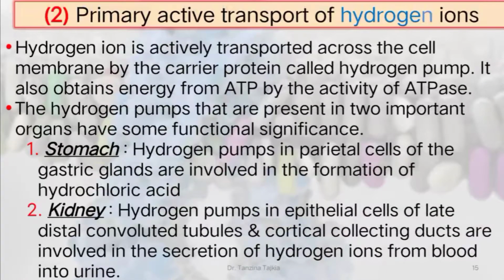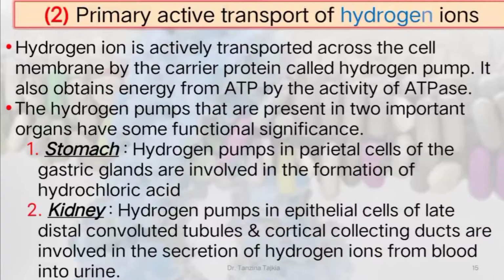Primary active transport of hydrogen ion. Hydrogen ion is actively transported across the cell membrane by a carrier protein called hydrogen pump. It also obtains energy from ATP by activity of ATPase. The hydrogen pump is present in two important organs and has functional significance.